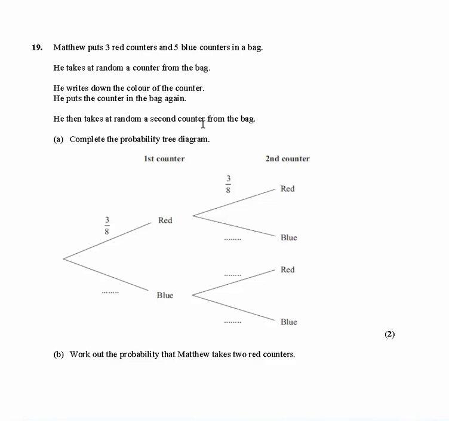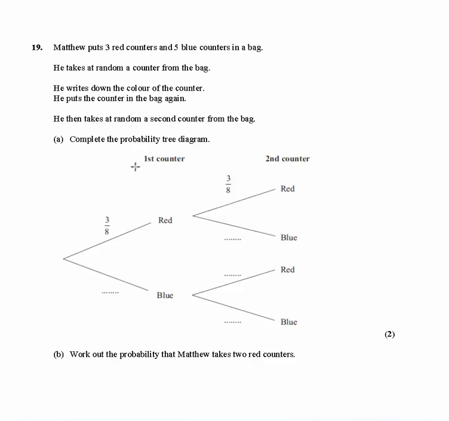Matthew puts 3 red counters and 5 blue counters in a bag, and he takes at random a counter from the bag. He writes down the colour of the counter, and he puts the counter in the bag again. He then takes at random a second counter from the bag. Complete the probability tree diagram.